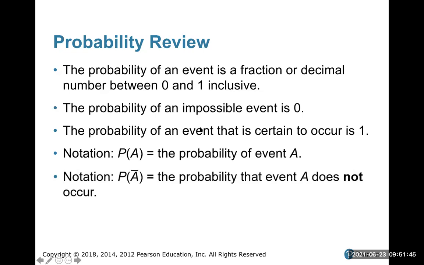Something that is impossible has a probability of 0. Something that is certain has a probability of 1. We would say the probability of an event A is P of A, and we show the complement, the probability of A not occurring, with A bar.